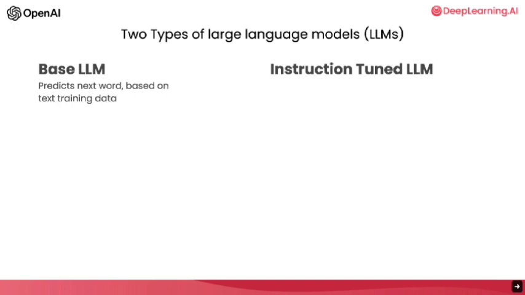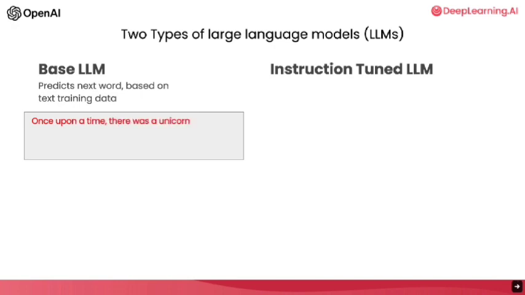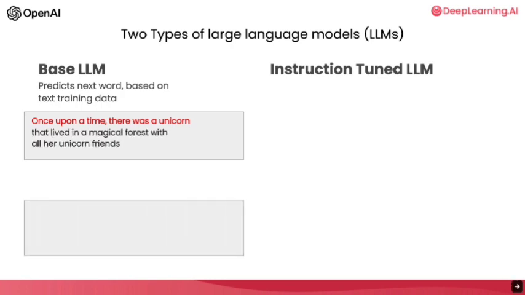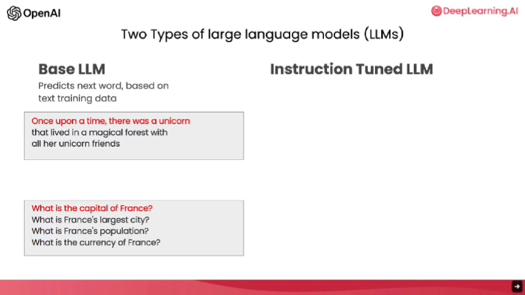So for example, if you were to prompt this, "Once upon a time there was a unicorn," it may complete this, that is, it may predict the next several words are "that lived in a magical forest with all unicorn friends." But if you were to prompt it with "What is the capital of France?", then based on what articles on the internet might have, it's quite possible that the base LLM will complete this with "What is France's largest city? What is France's population?" and so on, because articles on the internet could quite plausibly be lists of quiz questions about the country of France.